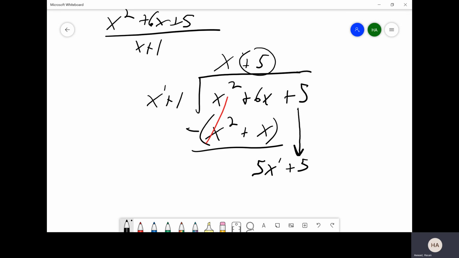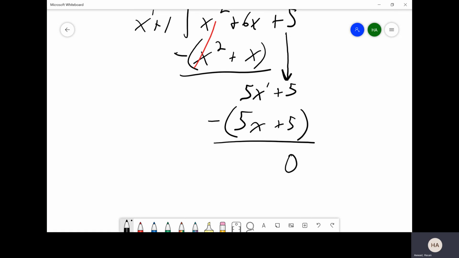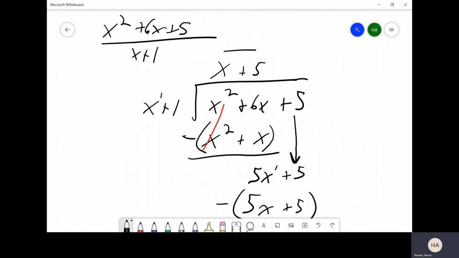And we take our positive 5 and multiply it by the entire divisor. Once again, the entire thing. So 5 times x gives us 5x. 5 times a positive 1 gives us a positive 5. And we know we subtract the entire thing. So 5x minus 5x gives us 0. 5 minus 5 also gives us 0. So we just get a remainder of 0, which is no remainder, which tells us that x plus 5 is a factor of x squared plus 6x plus 5. And also, x plus 1 is a factor of x squared plus 6x plus 5. We figured out that both of these are factors because our remainder is 0 when we do this division.